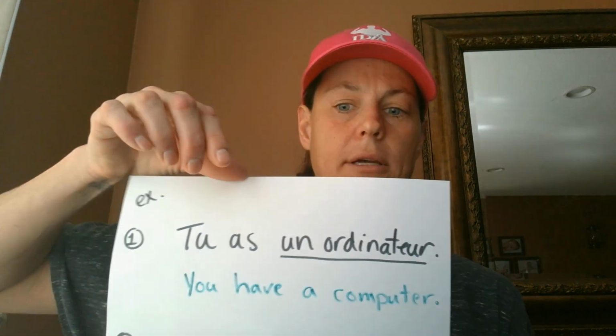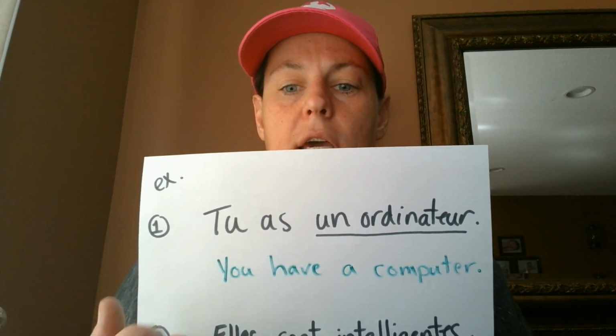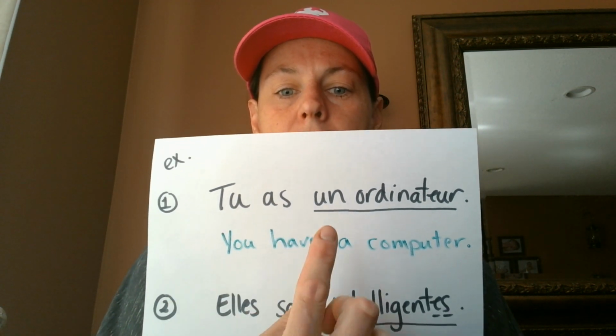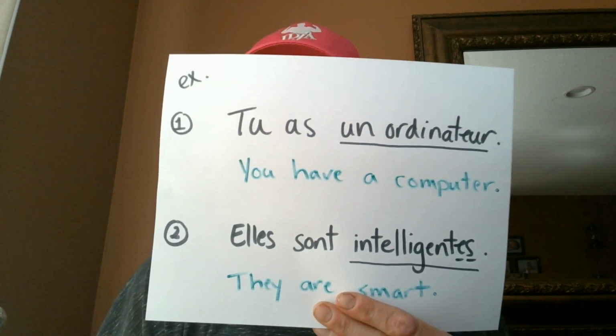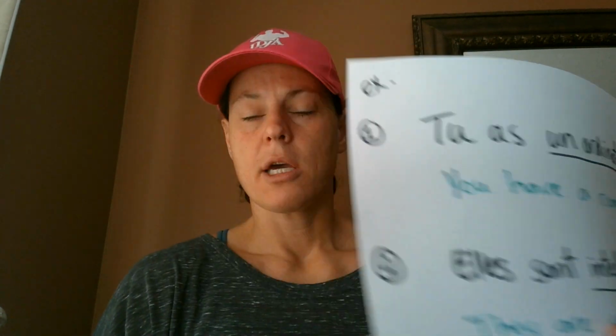All right, so my first example was "tu as un ordinateur." I chose second person singular, "tu as un ordinateur." An ordinateur is a computer, so it's a noun, person, place, or thing. For the verb avoir, something that you're going to have, it's usually going to be an object.